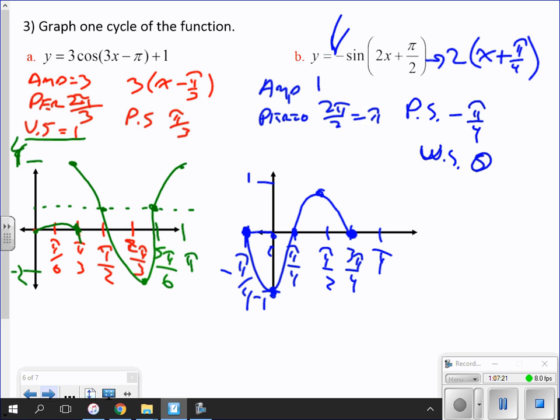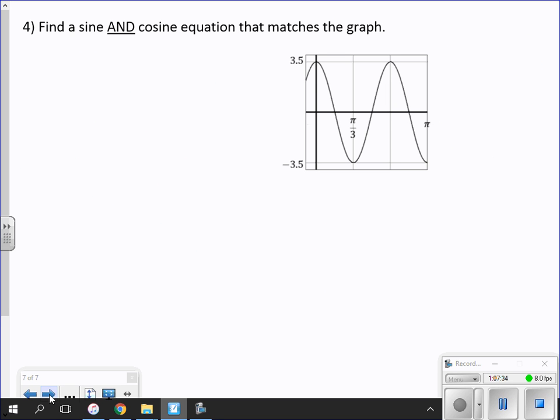Because my phase shift takes me from here to here. So normally I started here, but my phase shift moved it over. So this is my new starting point. Okay? All right. Sine, cosine.